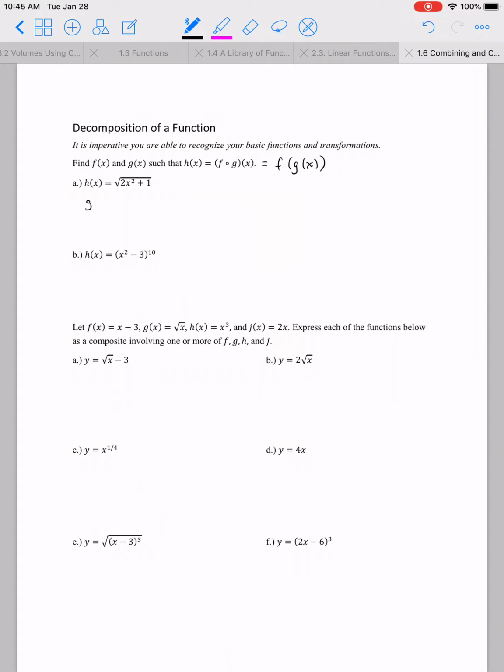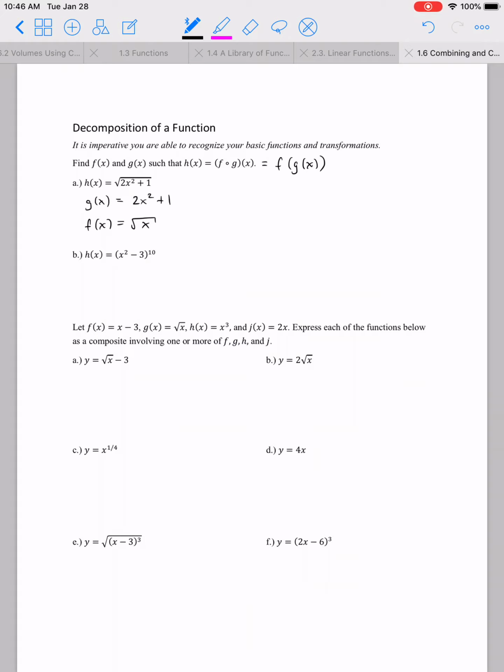So we might look at this and say, all right, to me it looks like I have a square root around something, so I'm going to make my outer function just square root of x, and then my inner function can just be what I plugged in for x to give me what's inside there, and I can make that 2x squared plus 1.